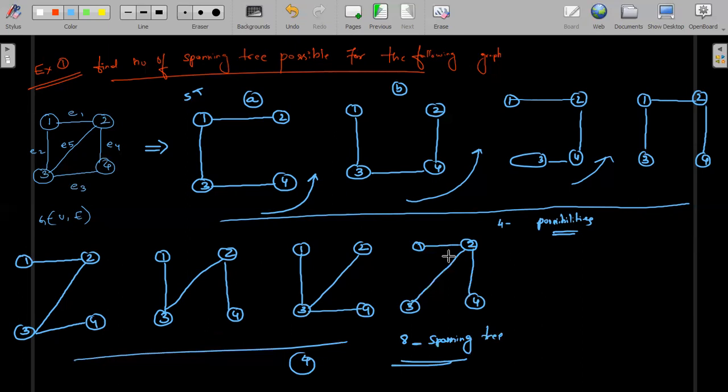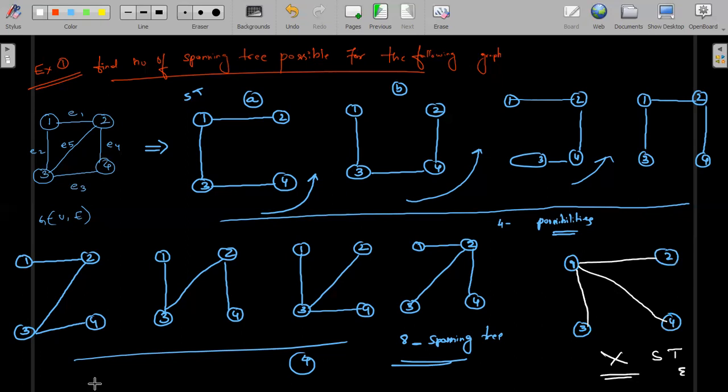Okay, but see one more thing. Observe here. I will say 1, 2, 3, again 4 here. Now, is it possible? This one, check it. 1 to 4 it is there. No, it is not possible. Be careful. It's not a spanning tree. Clear? This is all about spanning trees.